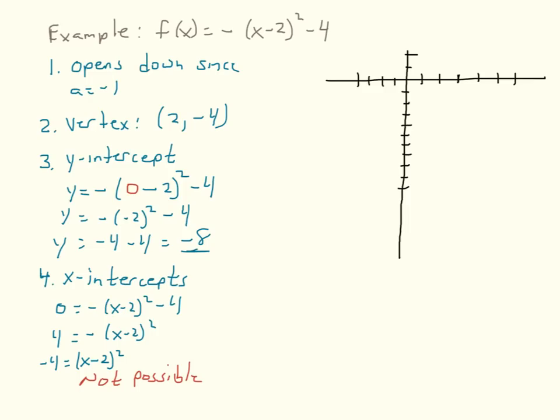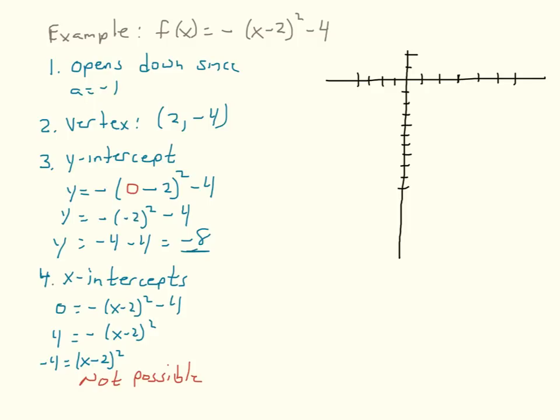Let's look at an example here. In this case, we have the equation f(x) = -(x - 2)² - 4. The first thing I do on this one is identify if this opens up or down. In this case, the negative sign out in front tells me that a is equal to -1, and since a is a negative value, I know this parabola is going to open down.